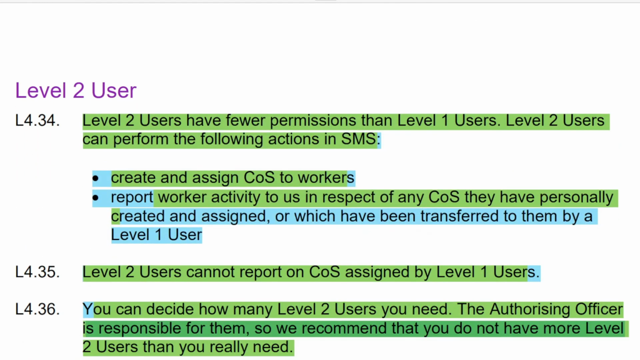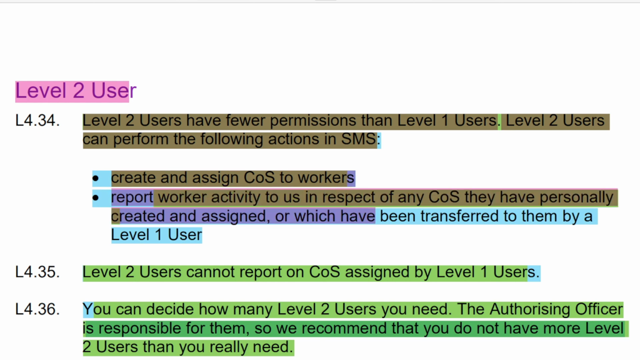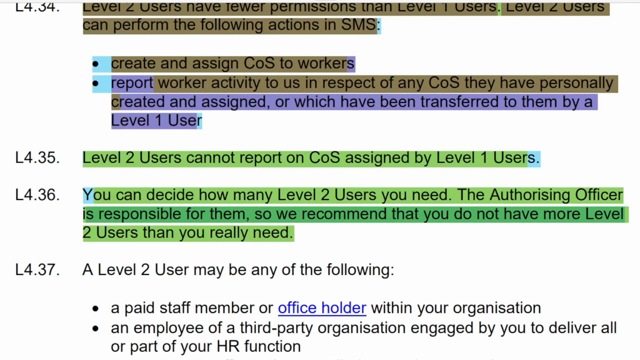Now we are discussing the level 2 user. Level 2 users have fewer permissions than level 1 users. Level 2 users can perform the following actions in SMS: create and assign certificates of sponsorship to workers, and report worker activity to us in respect of any certificate of sponsorship they have personally created and assigned or which has been transferred to them by a level 1 user. Level 2 users cannot report a certificate of sponsorship assigned by a level 1 user.